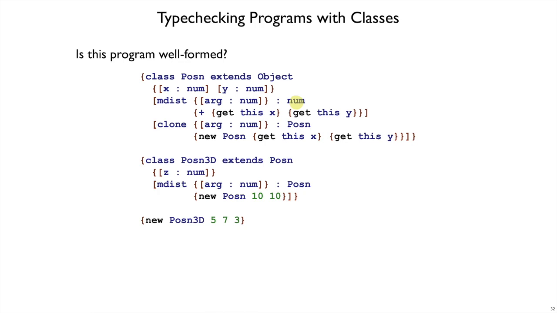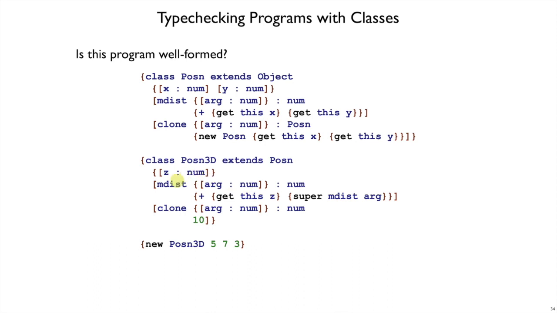The reason being, what we want our type system to end up doing is allowing us to use a Posn3D wherever a Posn is expected. And a Posn, wherever it's expected, is expected to have an mdist method that returns a number. And if we allowed this declaration, then mdist would have a result Posn instead. So we're going to rule this out, and we're going to say that the general rule is that when you override a method, you need to preserve the types of the arguments and results.